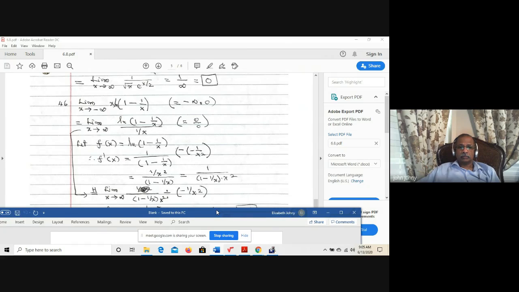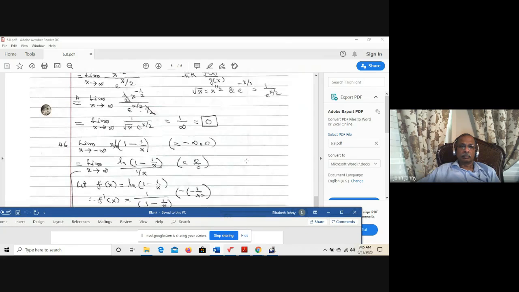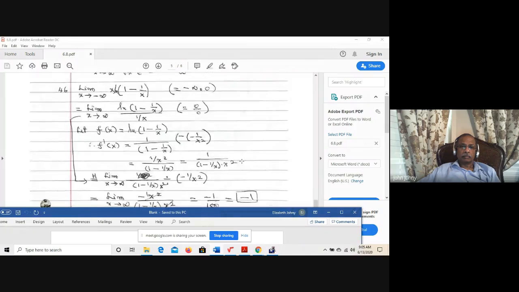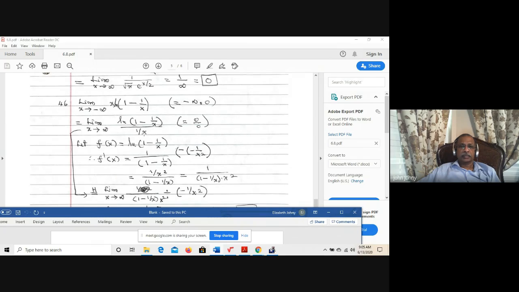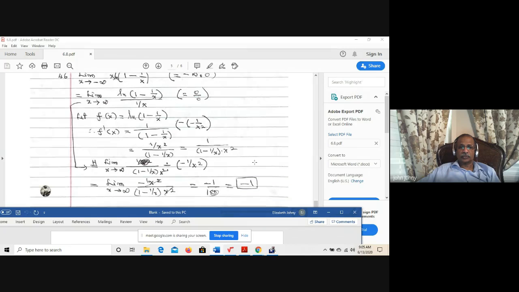Okay, now use L'Hopital's. So this is equal to the limit as x approaches infinity of 1 over (1 minus 1 over x) times x squared, that is the numerator, divided by the derivative of 1 over x, that is negative 1 over x squared.